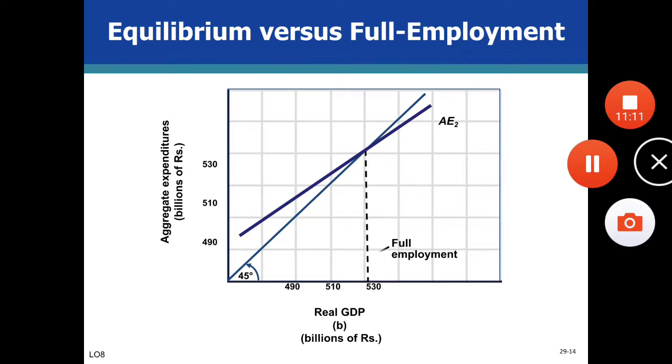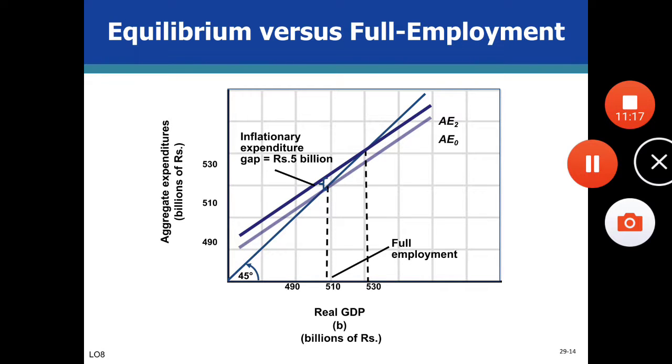In this diagram, we see the 5 billion inflationary gap. The resulting overspending produces demand-pull inflation, and our GDP has gone up by the amount of 20 billion rupees.